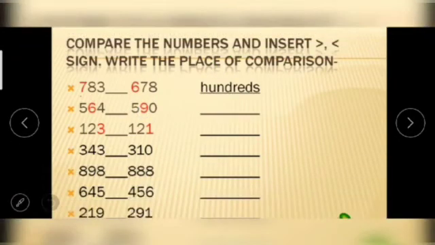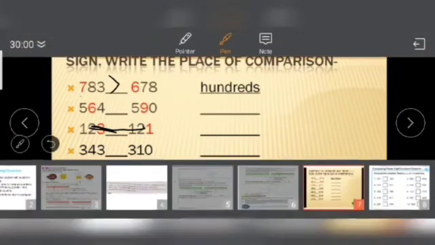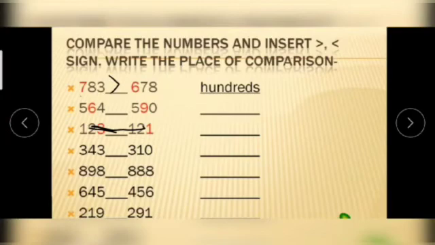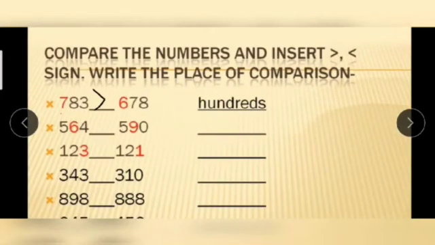Okay. Now children, here 563 and here 590. Now we have to see the second example here, 564 and 590. We have to compare here. Here both are 3-digit numbers.